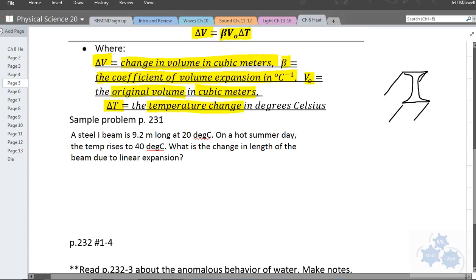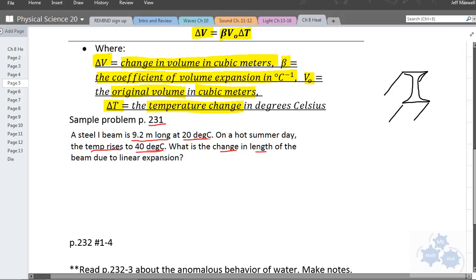All right, sample problem, page 231 states: a steel I-beam is used for construction of a bridge, and it's 9.2 meters long at 20 degrees Celsius. On a hot summer day, the temperature rises to 40 degrees Celsius. What is the change in length of the beam due to linear expansion?